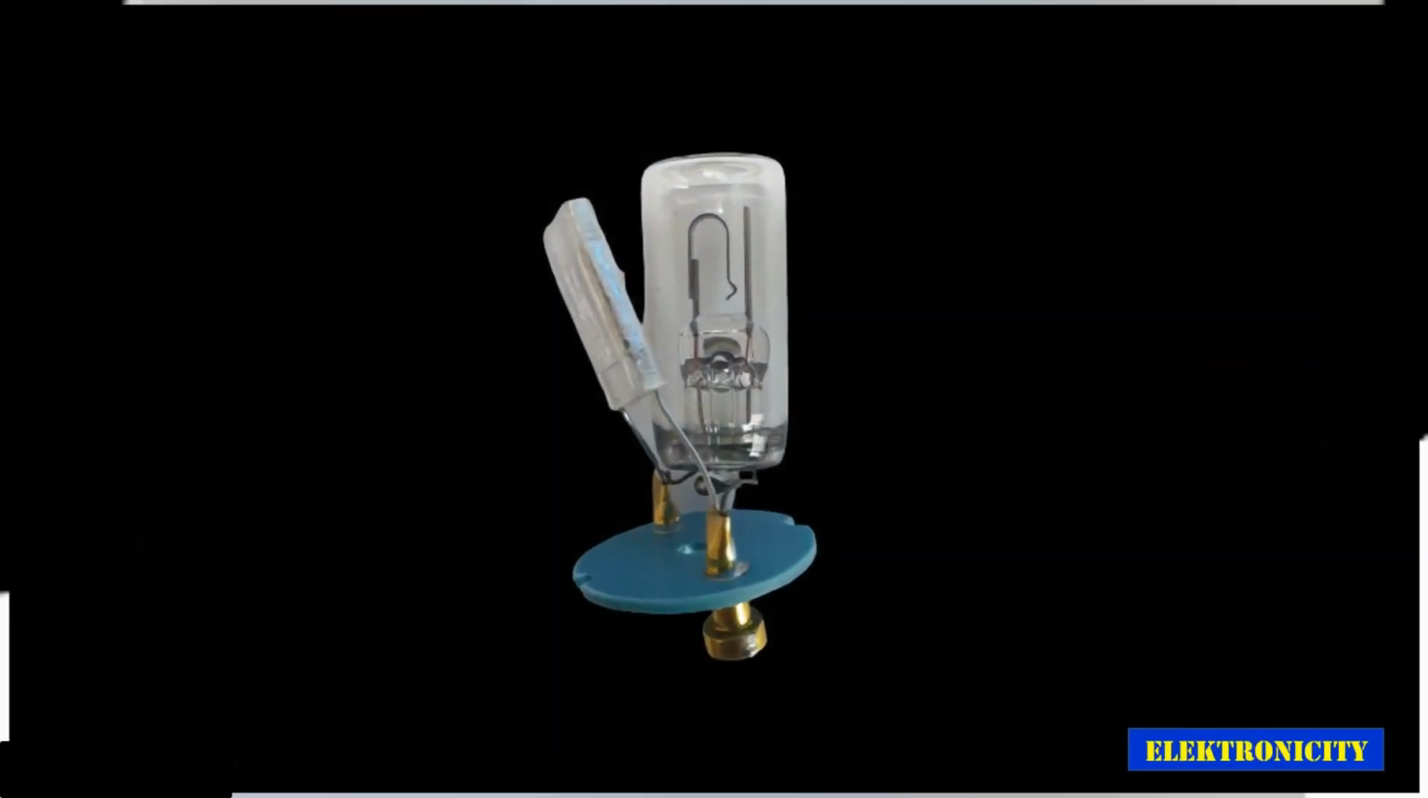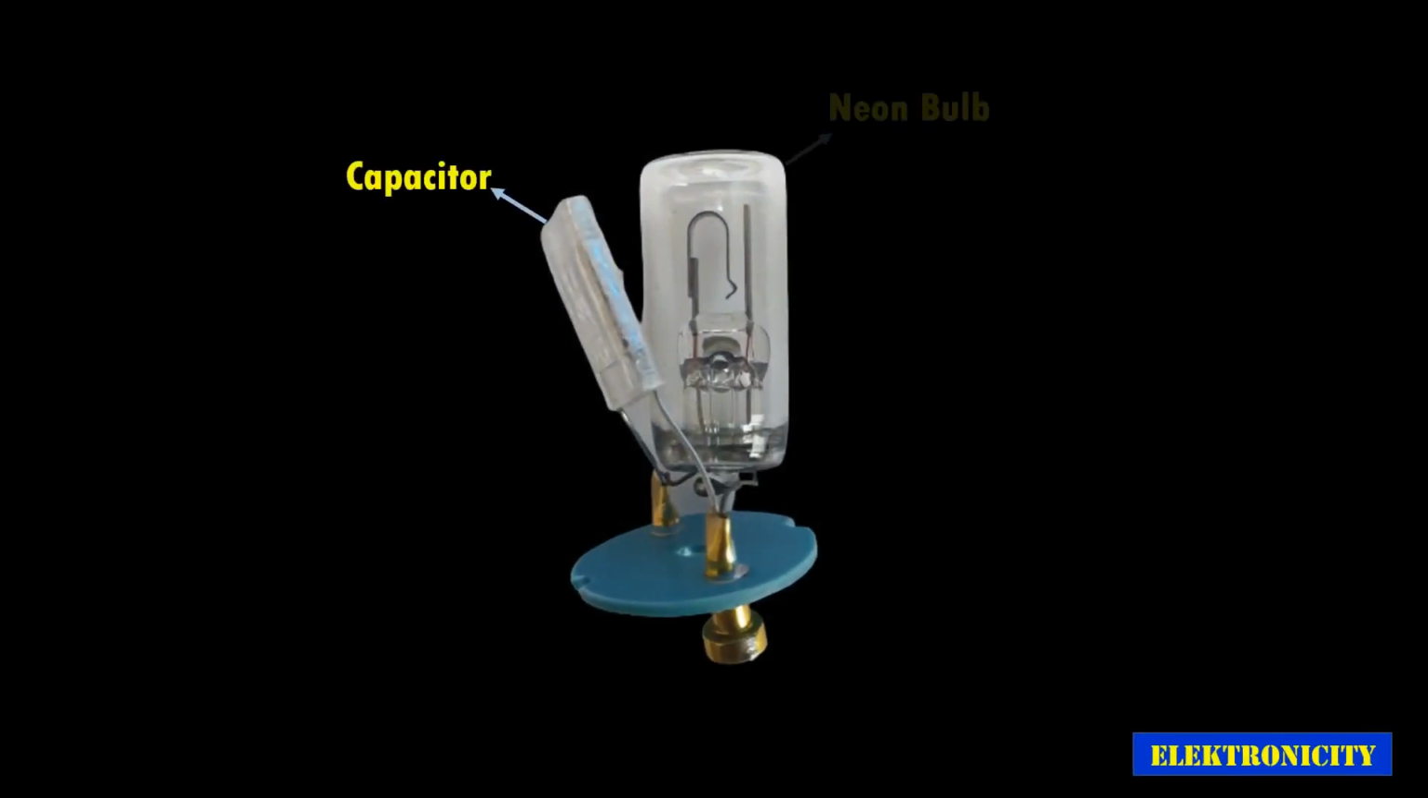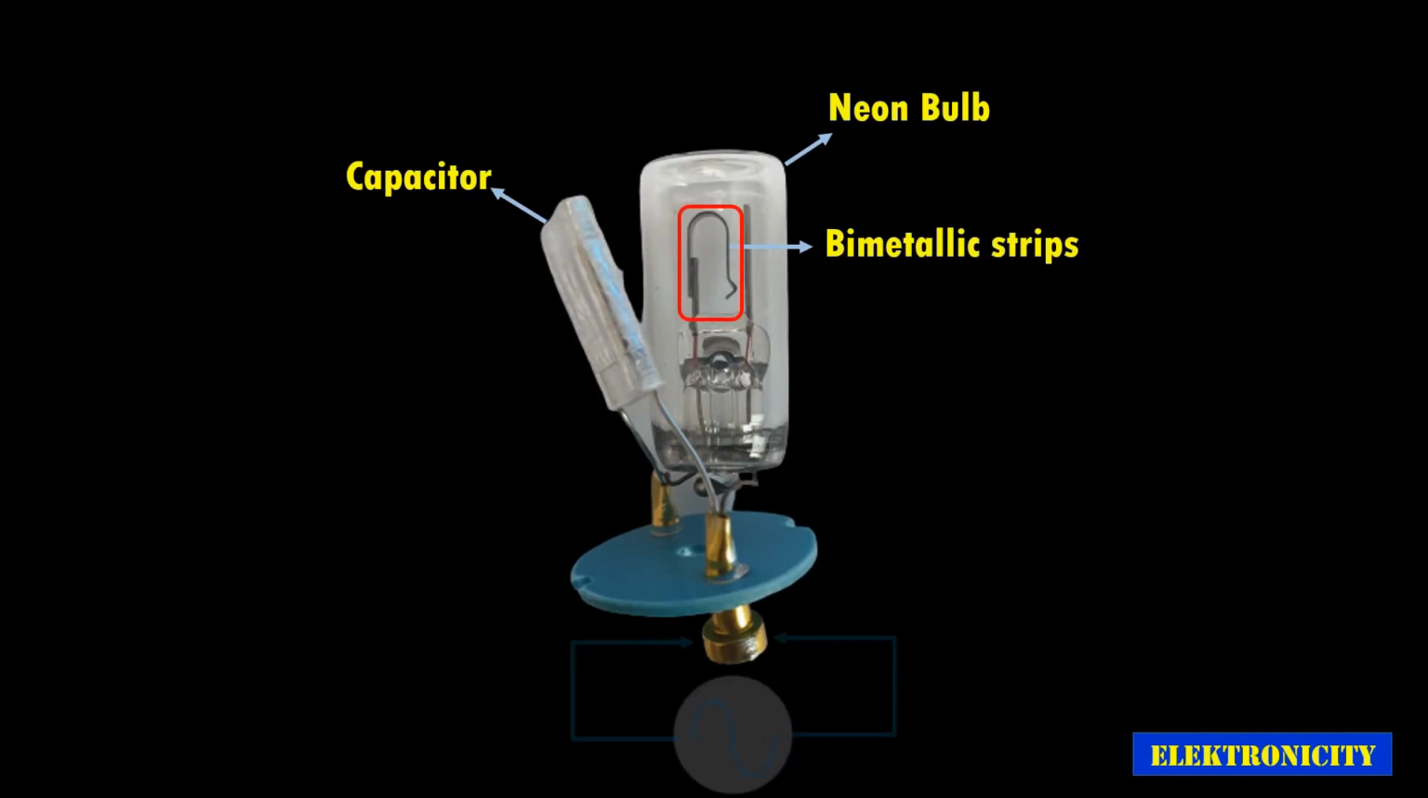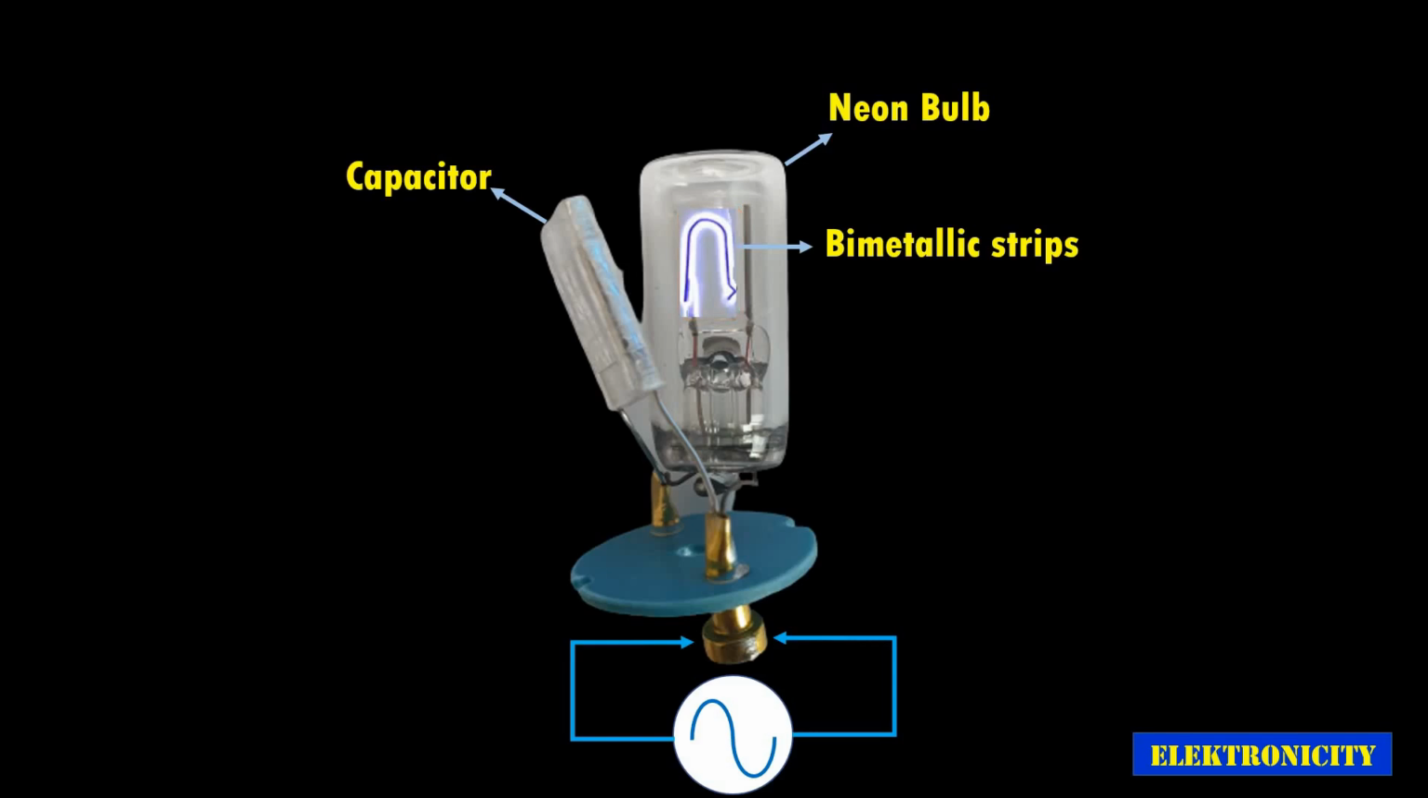If we open a starter, then we will see a capacitor and a neon bulb inside it. Inside a neon bulb, there are two metallic strips, one of which is made of two different metals. It has a property that it bends whenever temperature rises. The temperature rises in a neon bulb when an AC voltage is applied at neon bulb terminals. The applied AC voltage creates an arc inside the neon bulb of a starter and consequently increases the temperature.